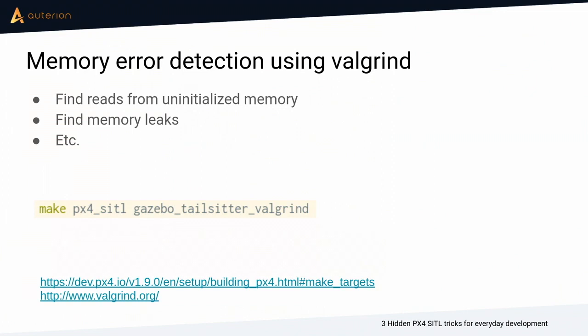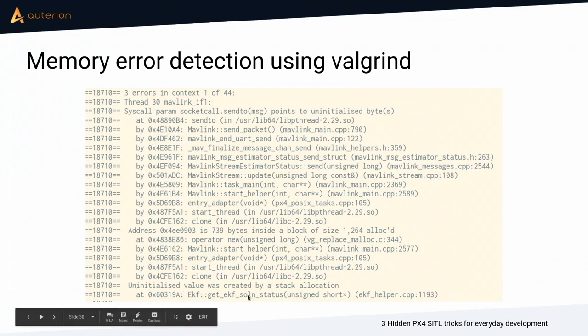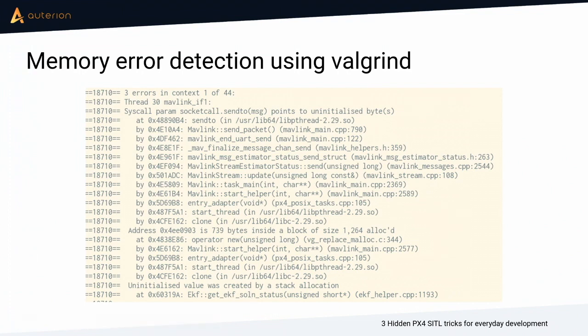Again, the usage with PX4 is easy. Just run make <your model>_valgrind. That's it. And what you get is a lot of verbose output like this. All this tells you is that some socket call, so you're using data in a socket call that you're sending somewhere, for instance, points to uninitialized bytes. And then it gives you all of the information that might help you in finding where this uninitialized value was initially created, in this case, some EKF function. Just as an example of what you might expect from Valgrind.